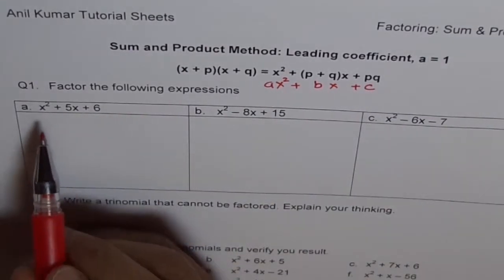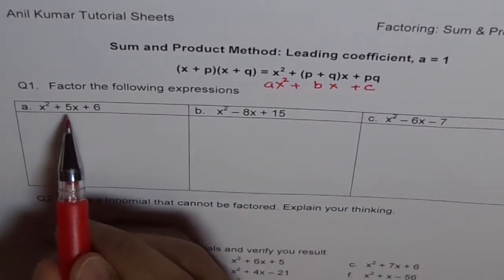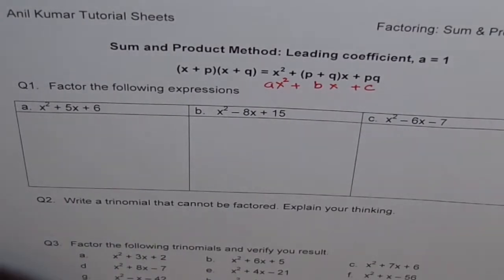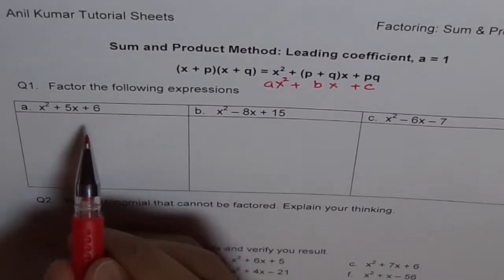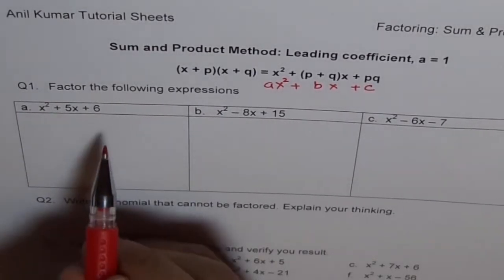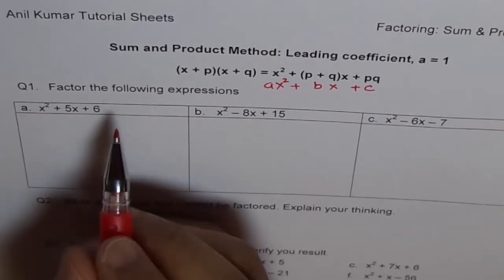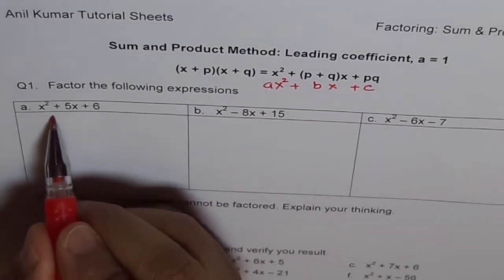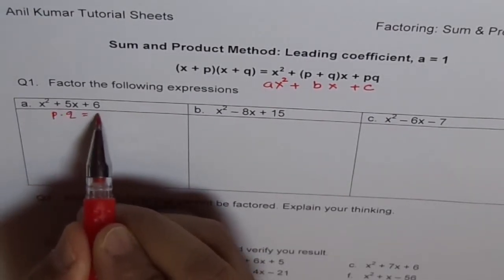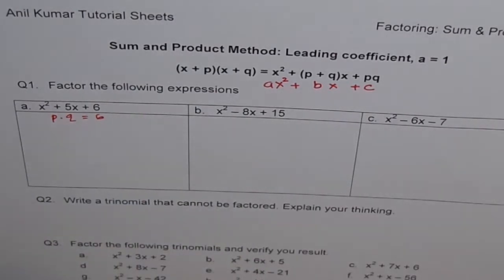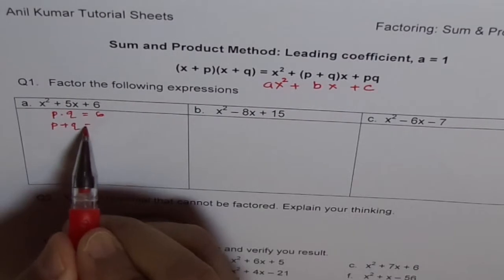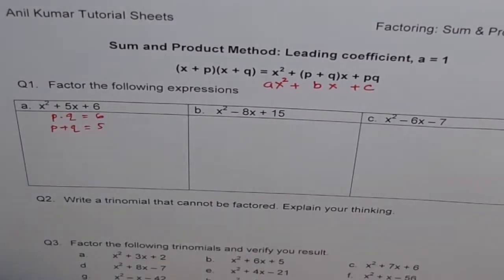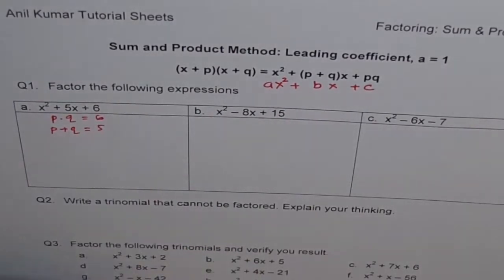Here we have the first equation, x squared plus 5x plus 6. So what is the idea? The idea is to find two numbers, p and q, whose product is 6. So when you multiply, you should get 6. So we have p times q equals 6. Second thing, what do we want? We want p plus q equals 5. So these are the two numbers we are looking for.